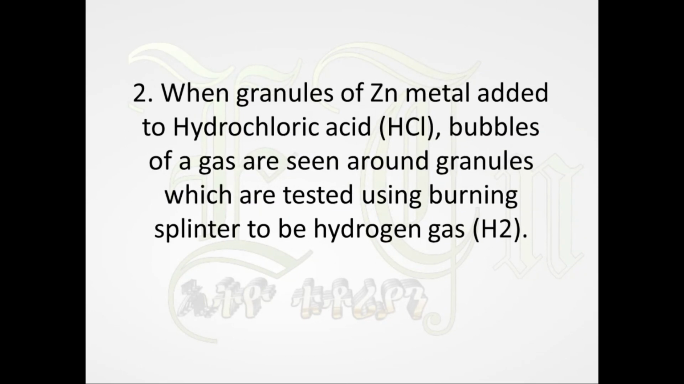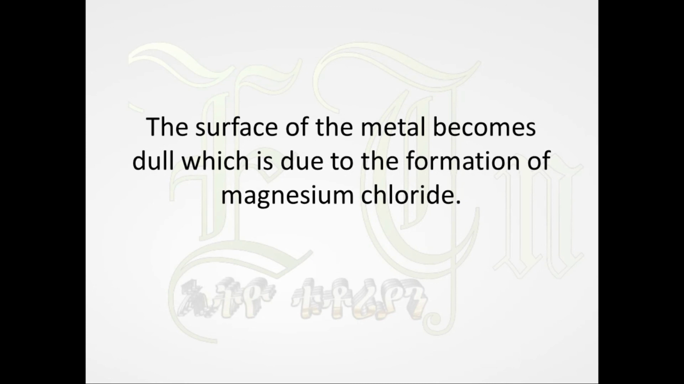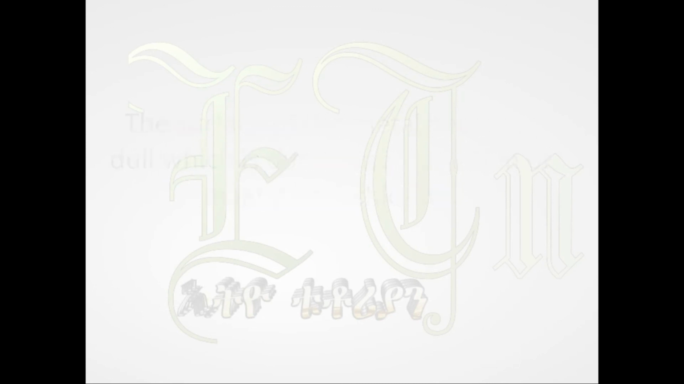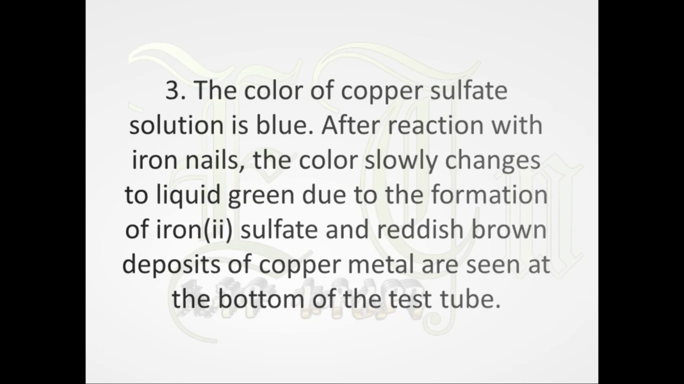2. When granules of Zn metal are added to hydrochloric acid, HCl, bubbles of a gas are seen around the granules, which are tested using a burning splinter to be hydrogen gas, H2. The surface of the metal becomes dull, which is due to the formation of zinc chloride. 3. The color of copper sulfate solution is blue. After reaction with iron nails, the color slowly changes to light green due to the formation of iron sulfate, and reddish-brown deposits of copper metal are seen at the bottom of the test tube.